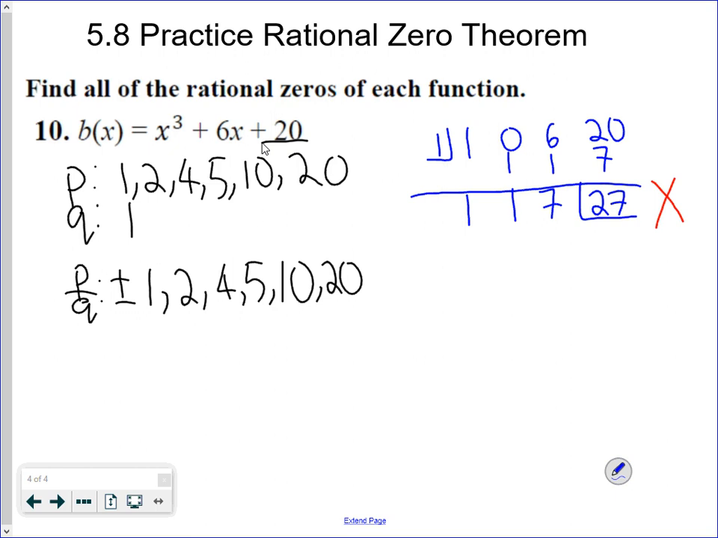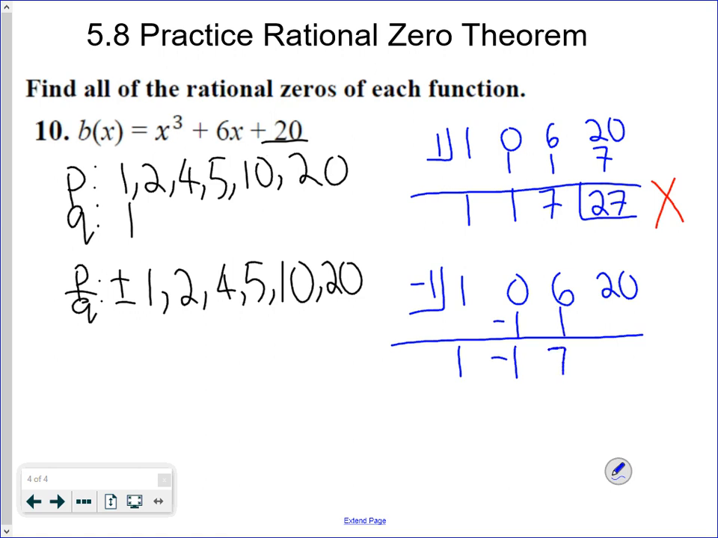Let's do -1 next. I'm setting up my synthetic division. 1 times -1 is -1. Add those together, I got a 1, 7. 7 times -1 is -7. Add those together and I get 13. That is not what I want, so I'm going to put an x next to that too.